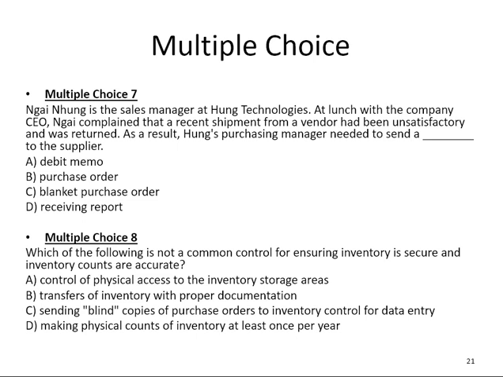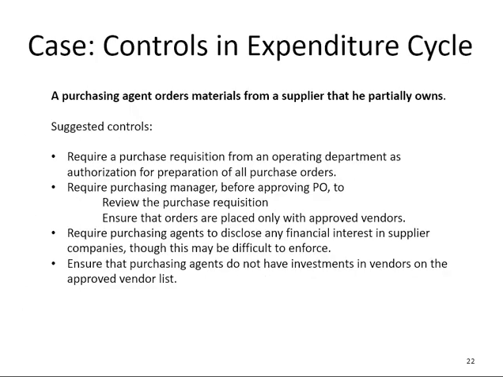Have a try. So we're going to close this lecture with a case study. For example, we have the following scenario. A purchasing agent orders materials from a supplier that he partially owns. This may potentially have problems, right? So what are the controls the company may use to mitigate this risk?